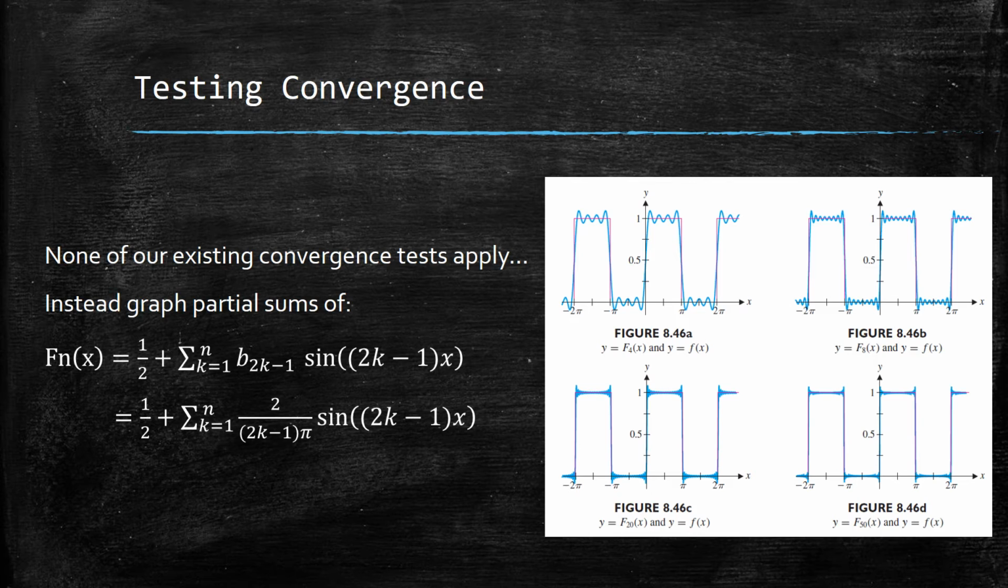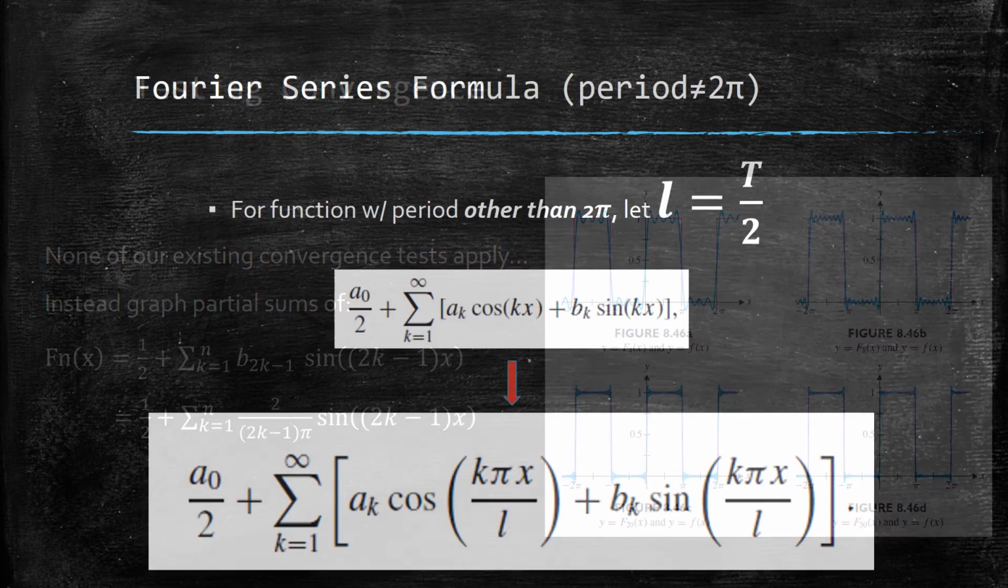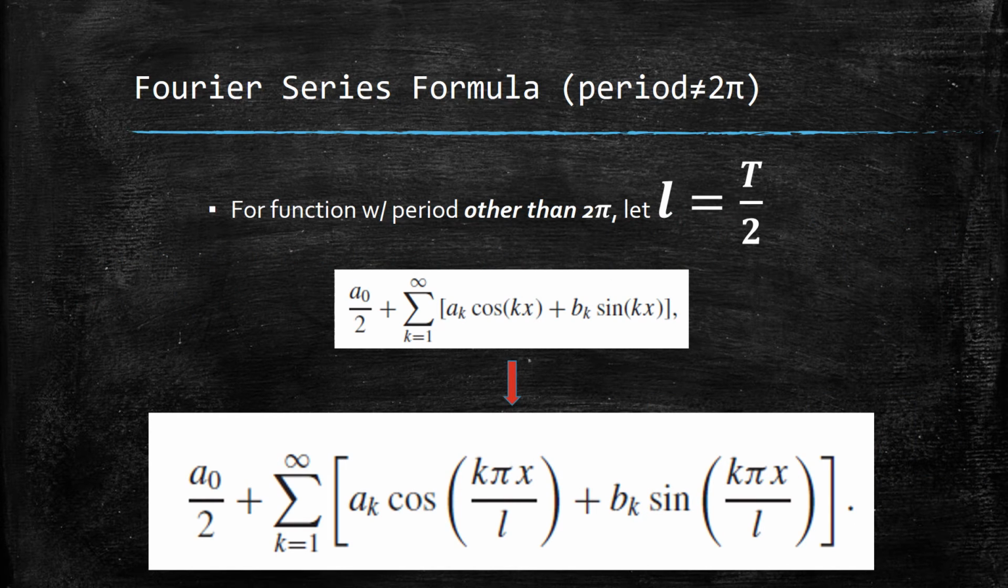Instead, we must graph the partial sums of 1 over 2 plus the summation from k equals 1 to n of 2 over (2k minus 1) times pi times sine (2k minus 1)x. As the number of partial sums increases, the Fourier series approximation becomes closer and closer to f of x. Recall, when the number of partial sums becomes infinity, the Fourier series approximates the corresponding function exactly, except for at discontinuity points.